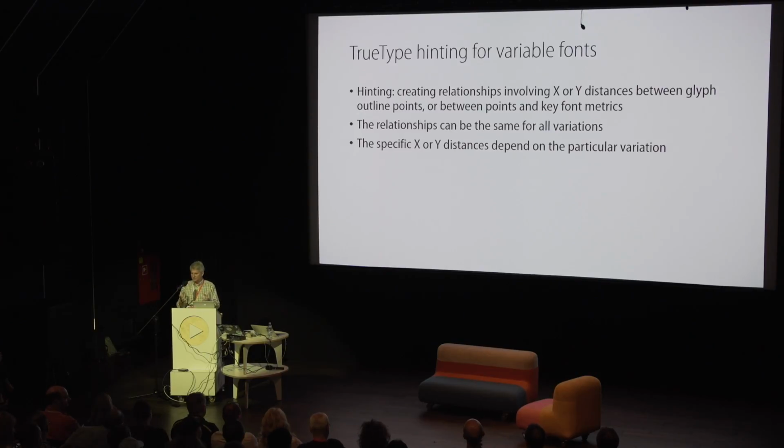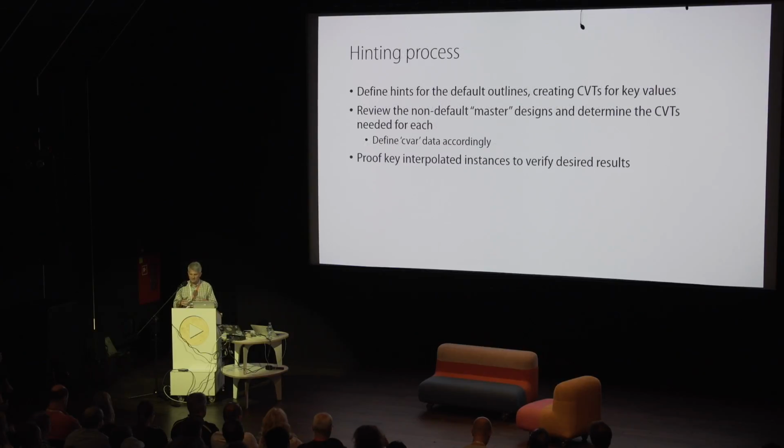Now, if you think about those kinds of relationships, exactly the same relationships will be applicable for every different instance of the font across the family. And the specific XY distances may be the things that possibly change, but the relationships can be the same. And that's exactly the approach that you want to be taking as you think about hinting, TrueType hinting for a variable font. So the process that you would go through is, after you've completed drawing the outlines, define the hints for those default outlines and set up the key CVT values that you need.